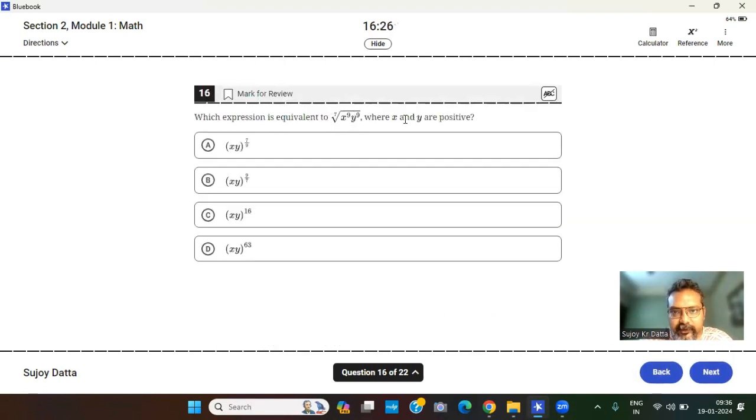Now, what is equivalent to this? So this basically we can group. We have x to the power 9, y to the power 9, and the root of that, which is basically xy whole to the power 9, the seventh root of that, which is xy whole to the power 9 whole raised to 1/7, the seventh root. The exponents get multiplied. You will have x times y to the power of 9 over 7. So that is option B.